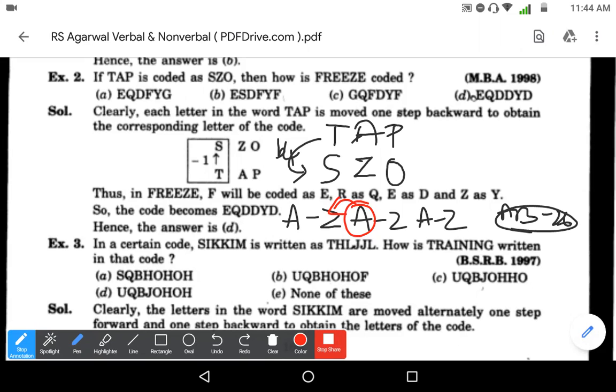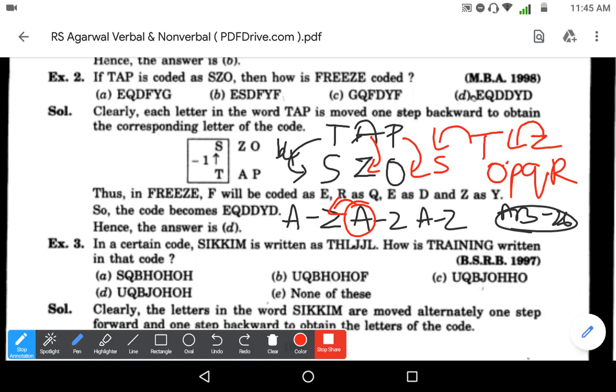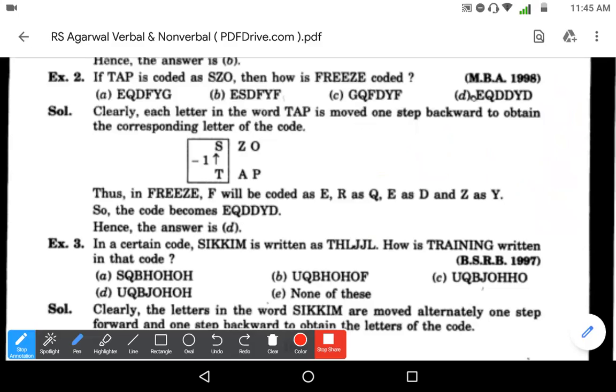Yes. So that is the meaning. So before A there is Z. Then before P there is O. O, P. This is how it comes, right? So here one word before. So one word before T is S. One word before A is Z. One word before P is O. So that is the rule. So in this question, what is the rule? A word before the word is the rule. Okay. Now let us find out the code for freeze.